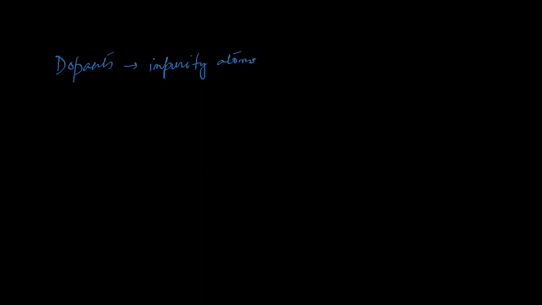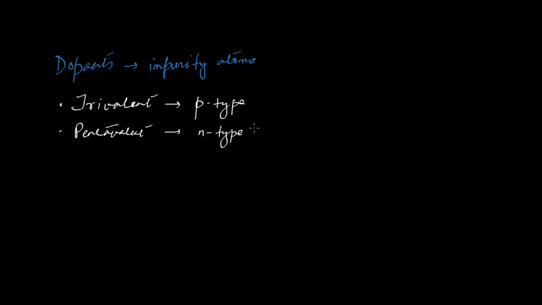So basically, if you dope with a trivalent impurity atom, what type of semiconductor are you getting? You're getting a p-type semiconductor. And if you dope with a pentavalent impurity atom, you're getting an n-type semiconductor. Got it? So p-type are what?